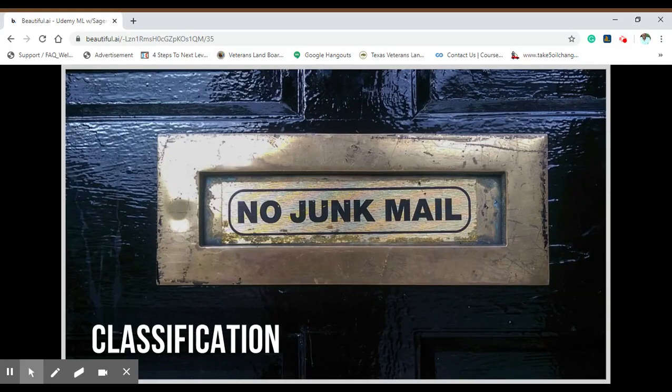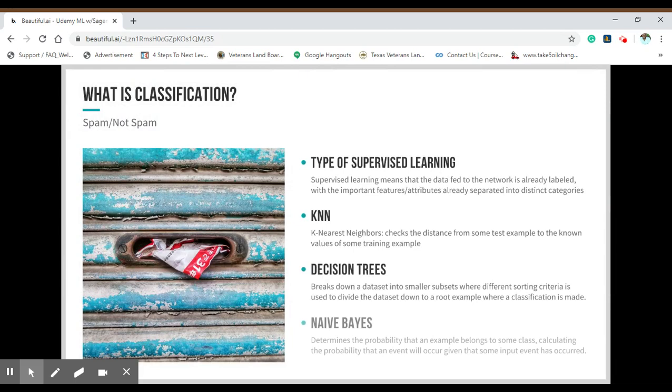Okay, so now we're going to talk about classification. Classification is another machine learning algorithm, and it's very similar to regression, but instead we are predicting labels. Again, junk mail is one particular way of using classification. In that case, we're determining if something is spam or isn't spam.